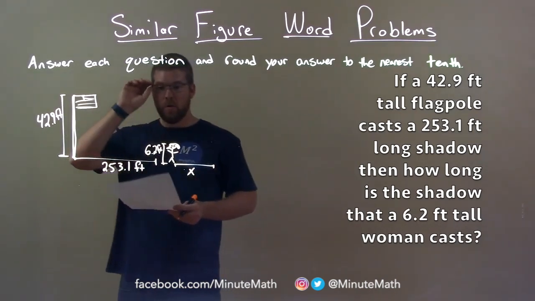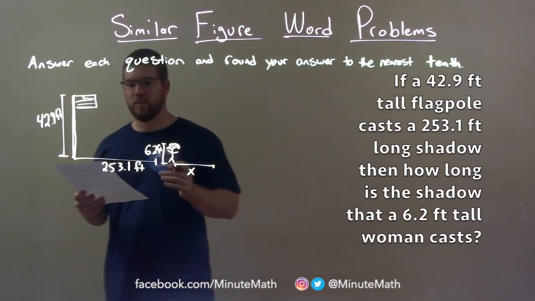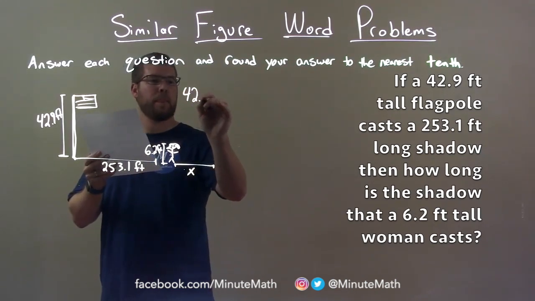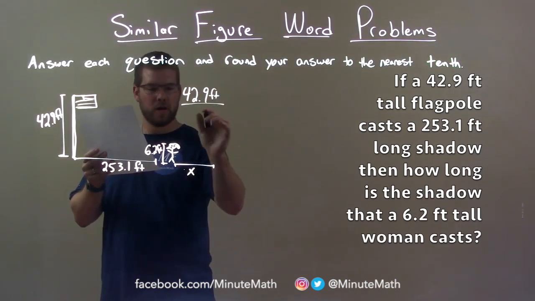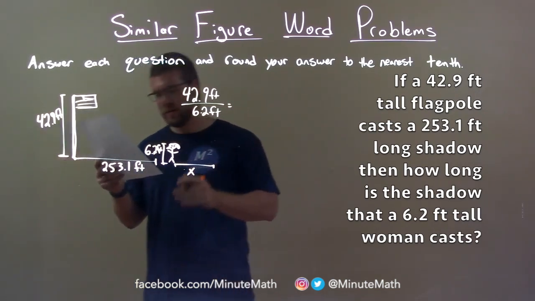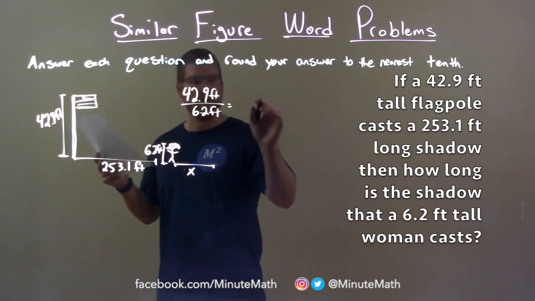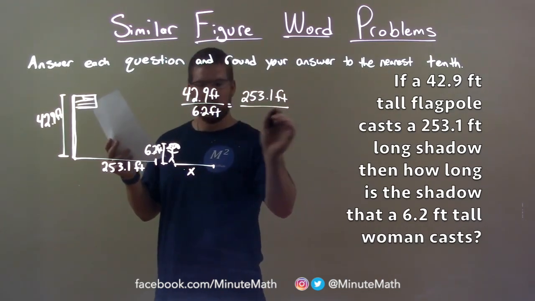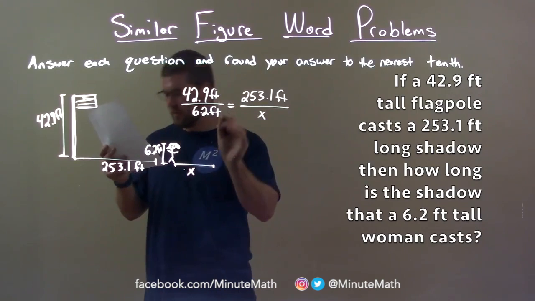All right, so with that information, we want to create a proportion. The height, 42.9, over her height, which is 6.2 feet, should equal the relationship of the shadows, 253.1 feet over x. Her shadow length.